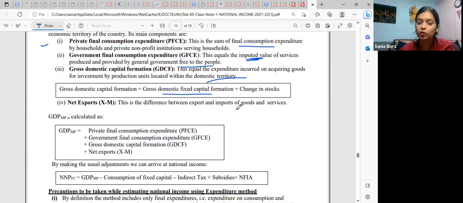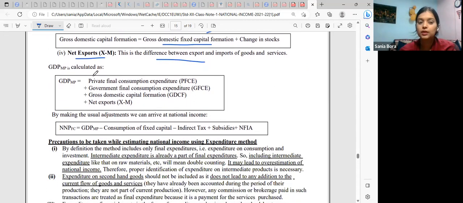Yes, ma'am. And then net export is basically the difference between export and the import of goods and services. So over here, this is how you will calculate GDP: private final consumption expenditure plus government final consumption expenditure, then gross capital formation, and then net exports. So you will add all this, right?